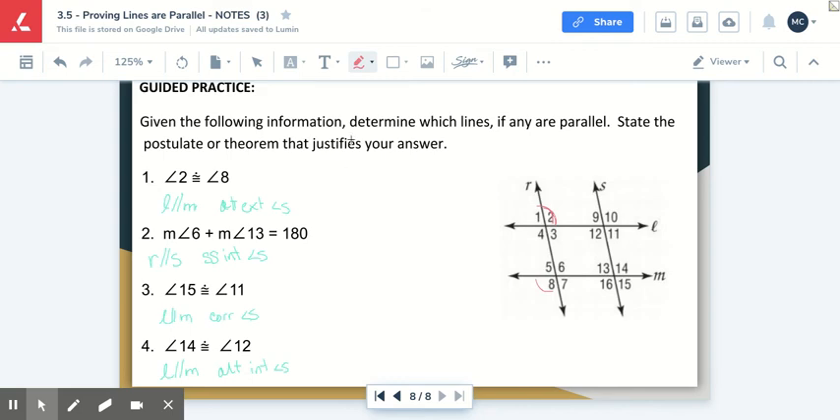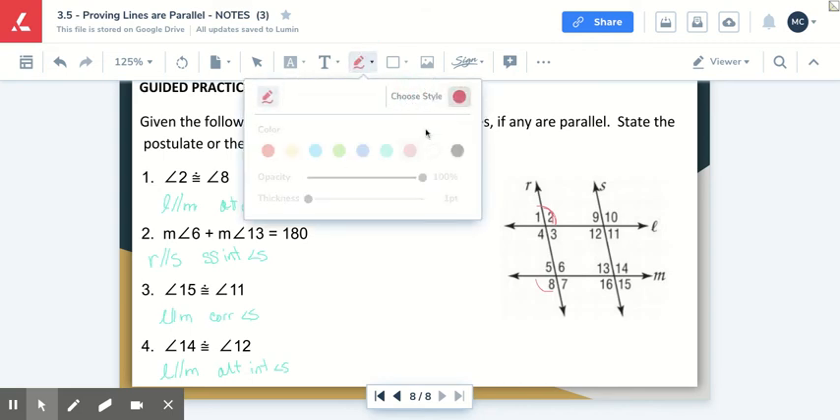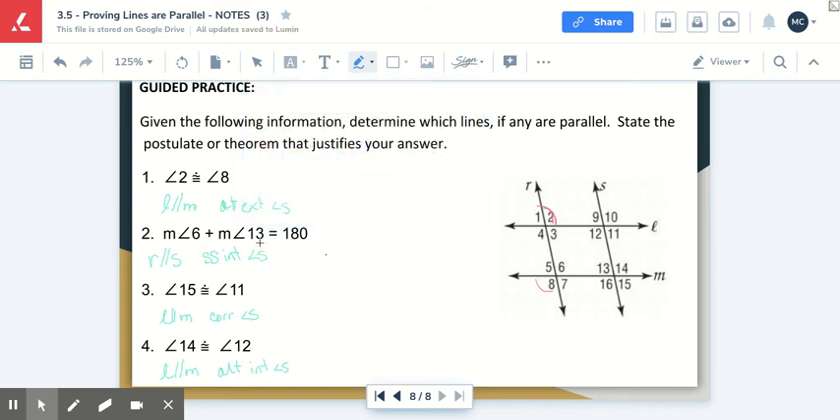Next one says the measure of angle 6 plus the measure of angle 13 is equal to 180. So this is essentially saying that angle 6 and angle 13 are supplementary. So looking at my picture, here's angle 6, and here's angle 13. So these two angles, the relationship that they have is that they are same side interior angles. So line M would be our transversal this time. Line M is cutting through lines R and S. So R and S would be the parallel lines.